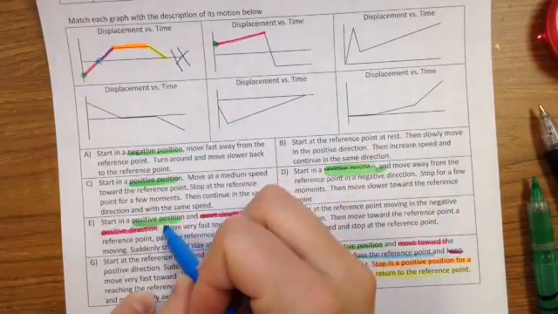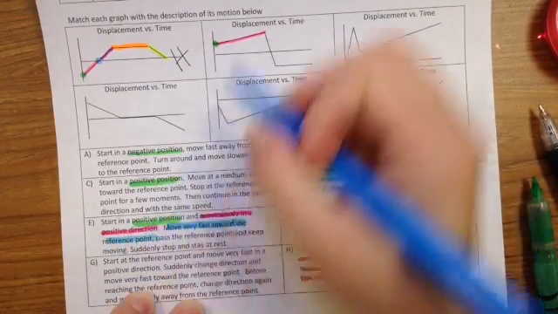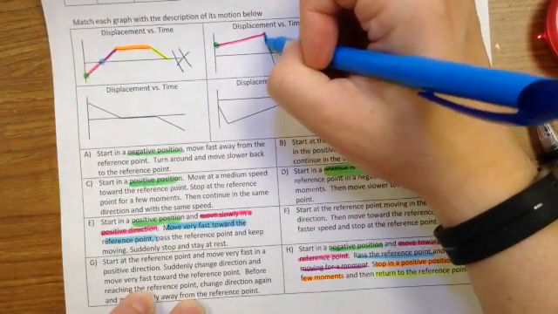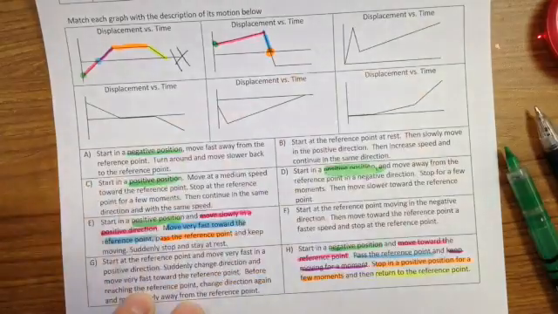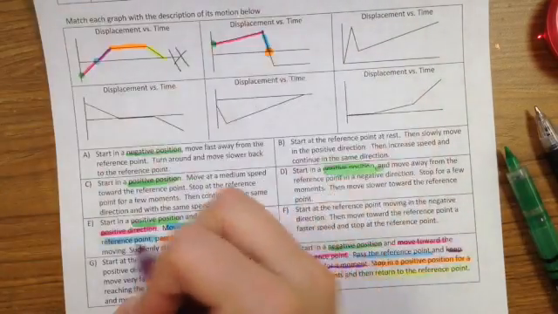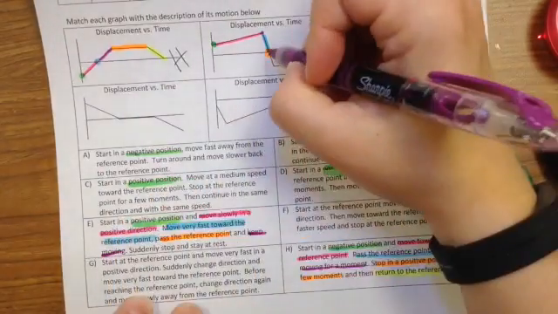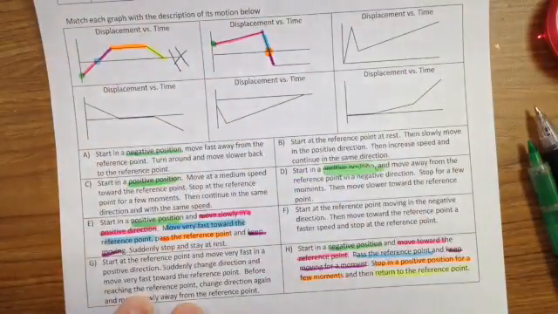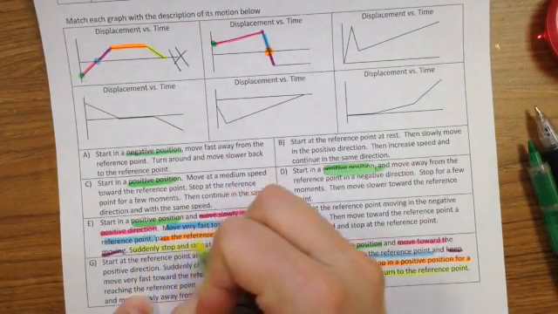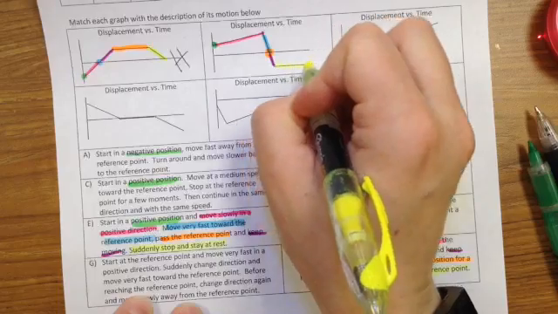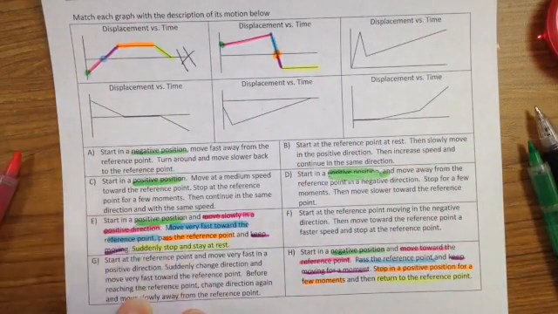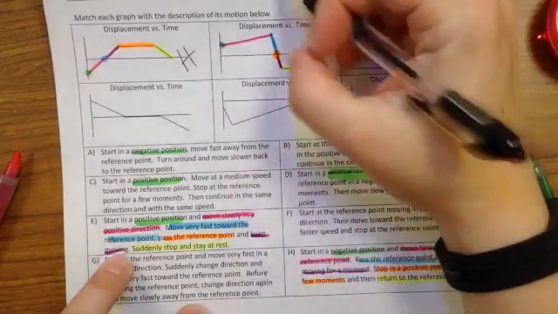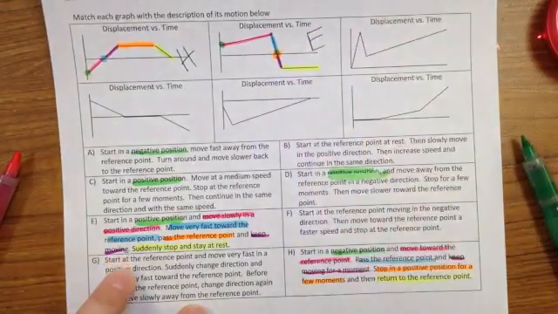And then it says move very fast toward the reference point. Okay. And then this moment right here, past the reference point. That's that spot right there. And then it says keep moving. All right. So that's this section right there. And then our last section, suddenly stop and stay at rest. That would be the suddenly stop and stay at rest. Okay, next one. So that graph is description E.